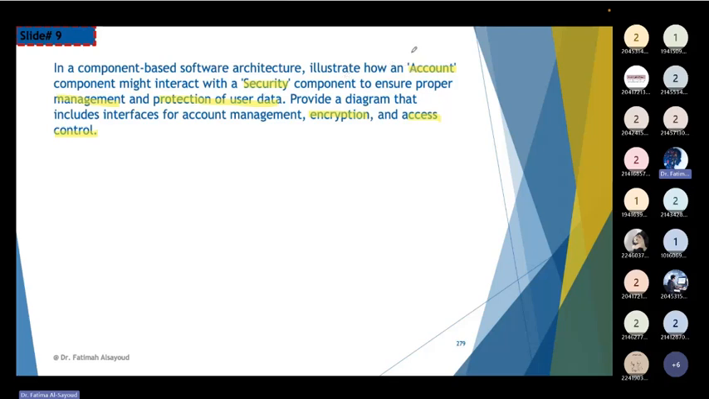How many components do I have? One or two. So I'm going to draw those components. I'm going to say I have an account component, and I'm going to have a security component. You have a choice to represent it as graphical or as textual. If you are using graphical, you will put this small icon to represent that this is a component.